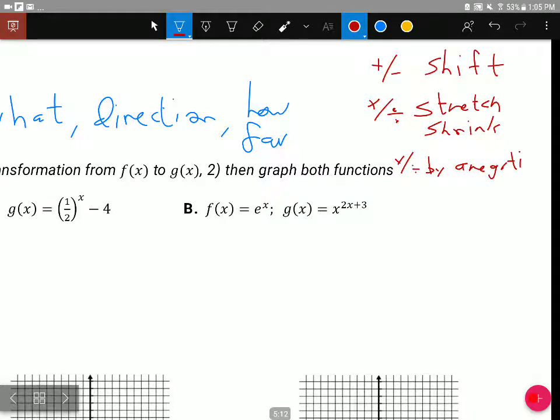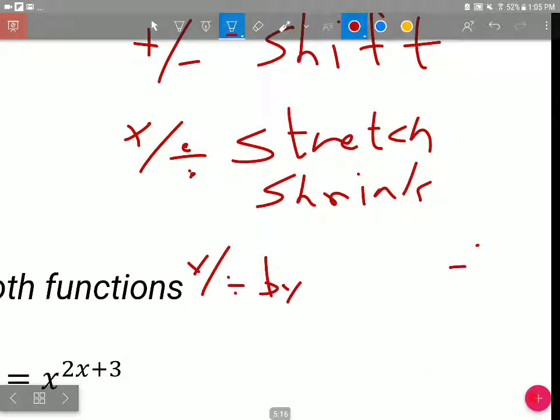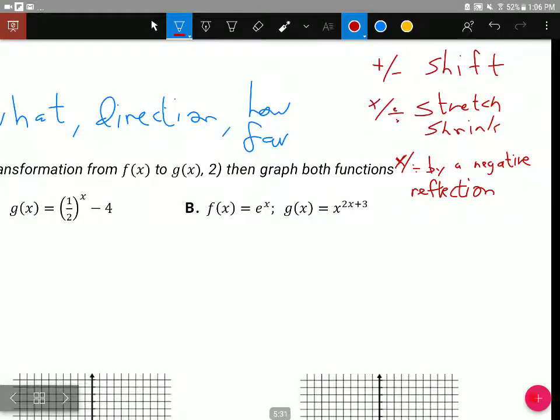Wow, that's just horrible handwriting. I'm zooming in to fix this. By a negative. What is it? Good, it is a reflection. Okay, if you multiply or divide by a negative, that's a reflection. Okay, so those are the four types.